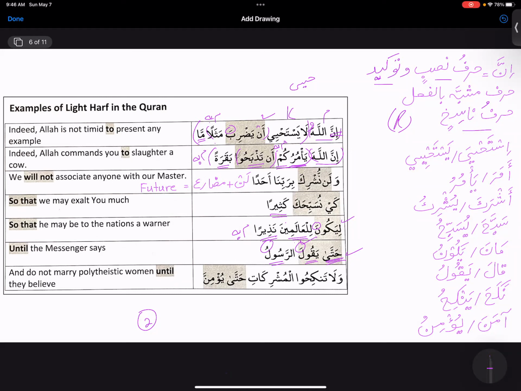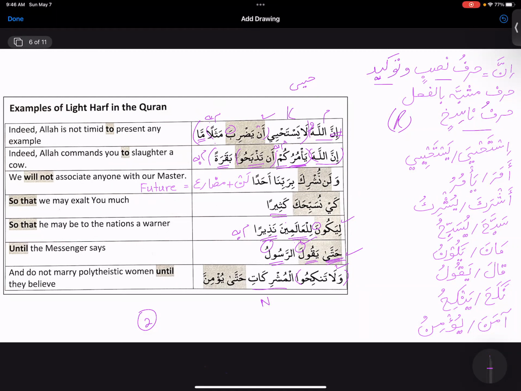Next one. Wala tankihul mushrikati hatta yu'minna. So wala tankihu. We didn't learn this one. Basically, this is a forbidding. This la is la of forbidding. So do not marry. Do not marry who? The ladies who are mushrik. This is plural. What status is al mushrikati over here? It's nasab.